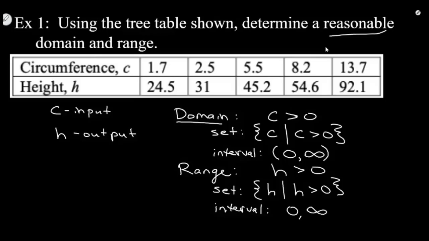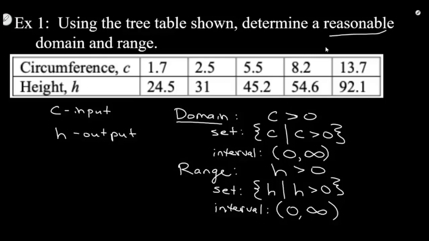And was the 0 included according to our inequality statement? No, so that's going to get parentheses. And then infinity, remember, can never actually be included because it doesn't ever stop. And so that gets parentheses also. Now, everything was parentheses there.